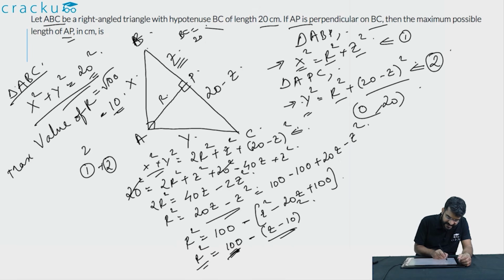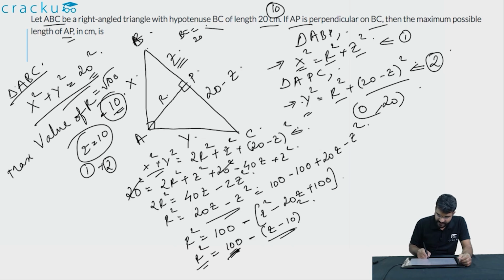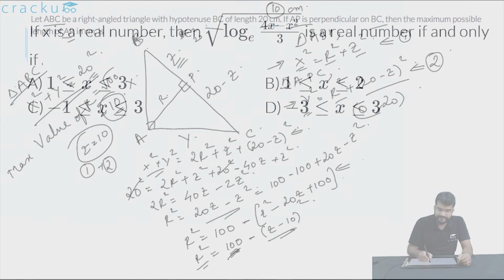This will happen when z is equal to 10, or ABC is an isosceles triangle and the perpendicular is actually a median which bisects the hypotenuse. Anyway, the answer that we are looking for is 10. The key to knowing this is knowing how to complete a square and using Pythagoras theorem multiple times. The answer is 10 centimeters.